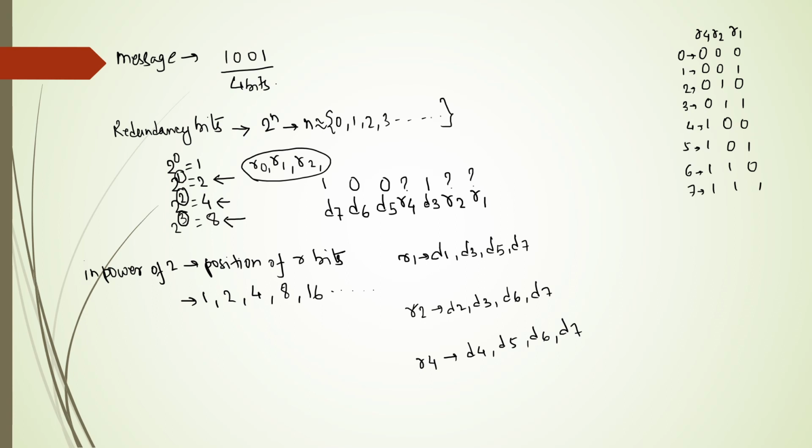For data 3, we have what? 1, right? So let us write it like this from right to left. For data 3, we have 1. For data 5, we have 0. And for data 7, we have a 1, right?